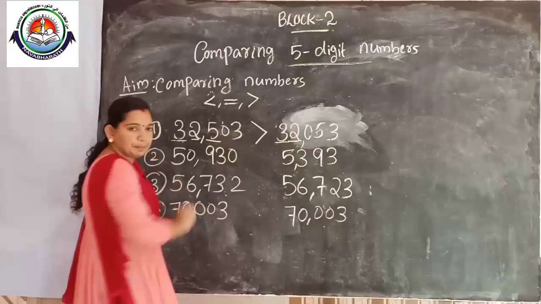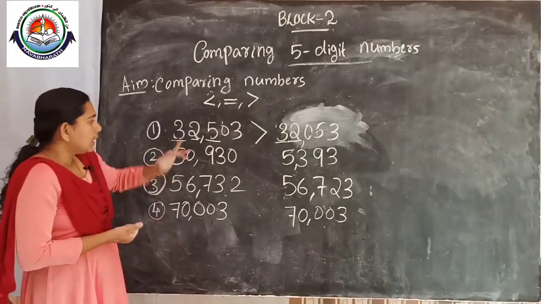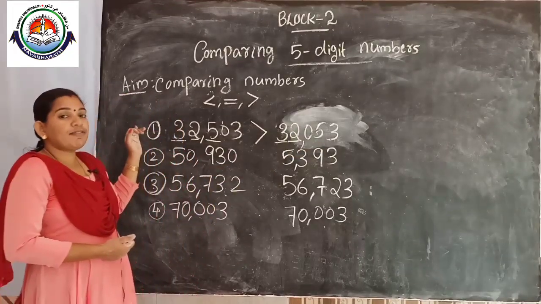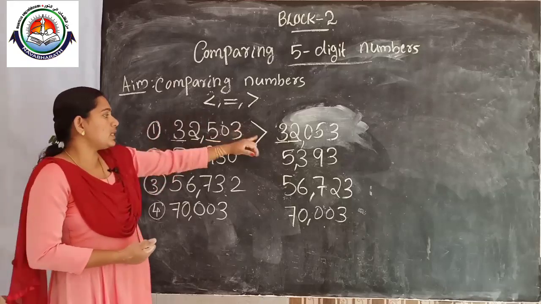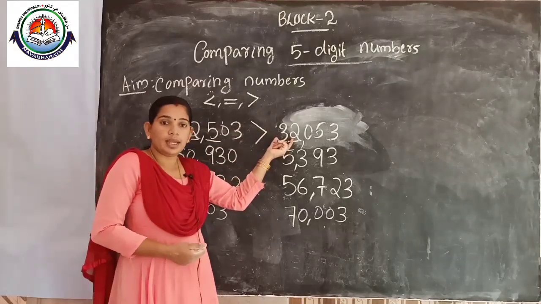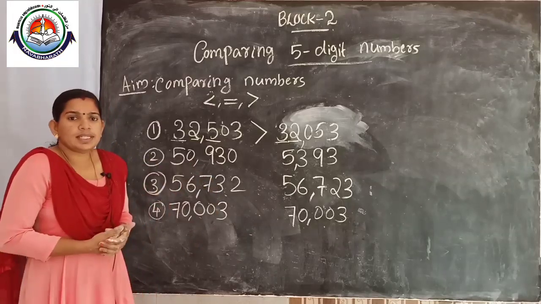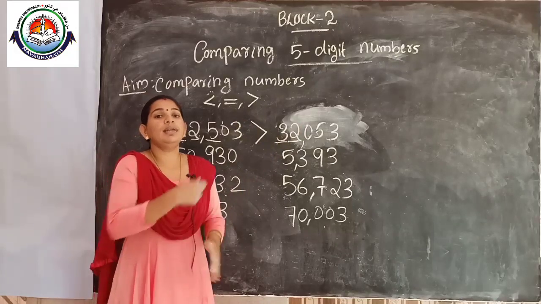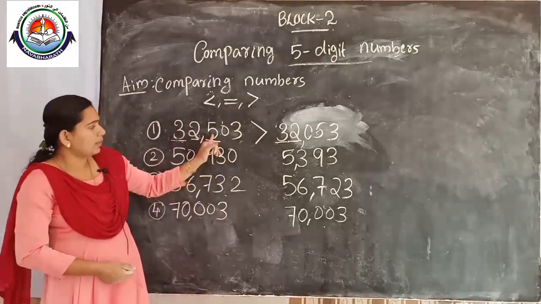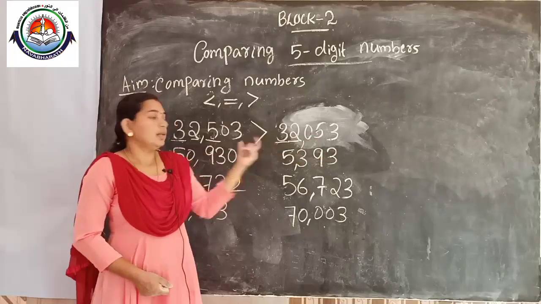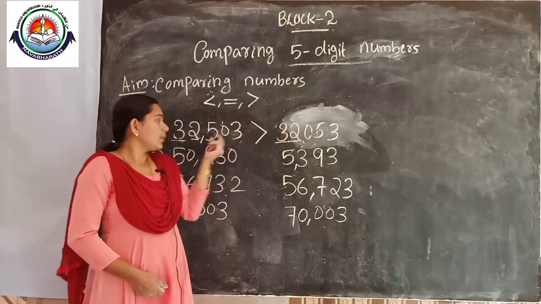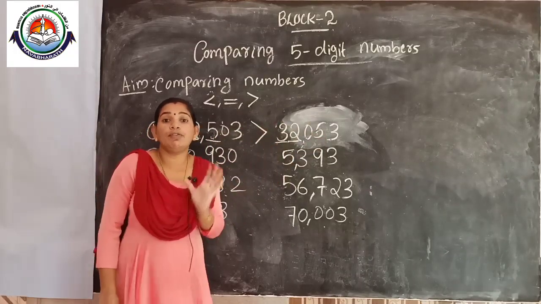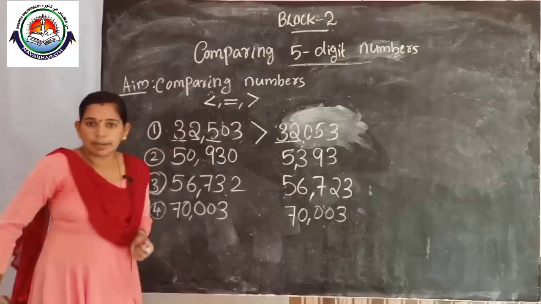This number is greater. Okay, once more I say, here number of digits are equal, so we want to check the left side first numbers. Comparing the left side first numbers 3, here also 3. Then the left side first number is equal, then we will check the second number. Second number is 2, here also 2. Then we will check the third number. In third number, here 5, here 0. Here not equal numbers, so we will compare 5 and 0. 5 or 0, which is greater? 5. So this number is greater.